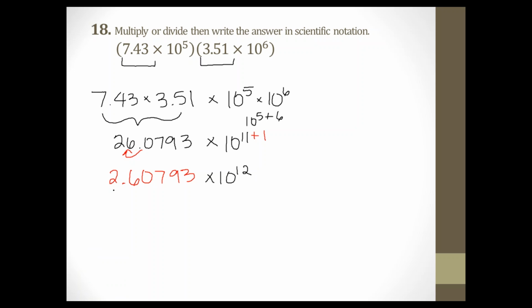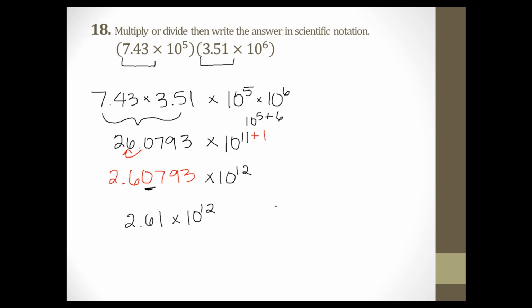And then we can round our decimal to the nearest hundredth. So we're going to round here. Look to the right, it's a 7. So we're going to say that's 2.61 times 10 to the 12th.